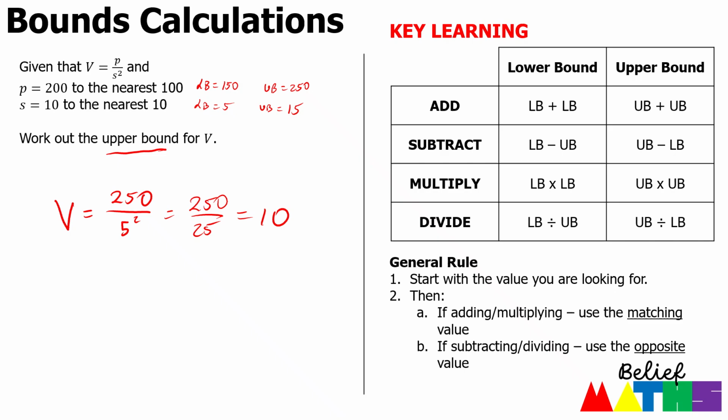Again, if you add or multiply, you use the matching value. If you subtract or divide, you use the opposite value. So if I'm trying to find the upper bound for a subtraction problem, I'll start with the upper bound and I'll take away the lower bounds. If I'm trying to multiply and I'm trying to find the lower bound, I just use the two lower bounds. But again, take some time to pause and read through that, and that should hopefully help guide your decisions.